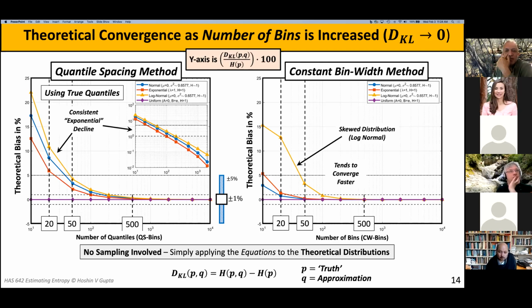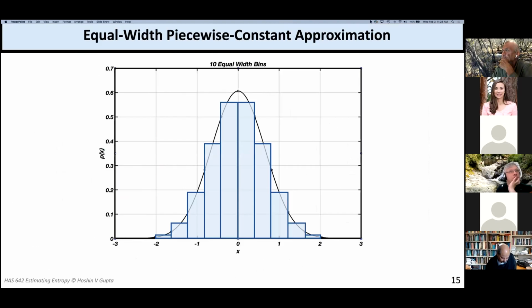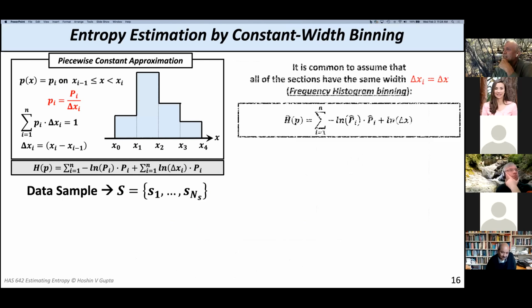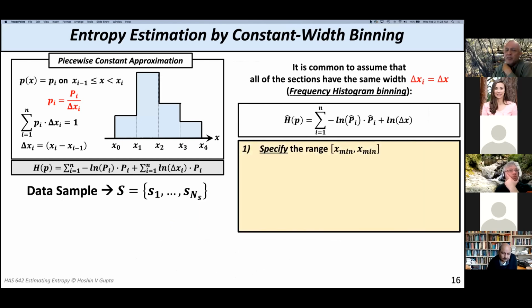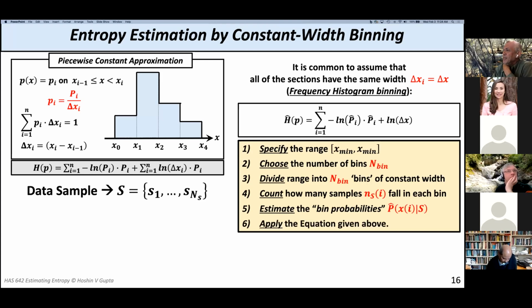The problem is in practice, you don't actually know the locations, and you know the probabilities, right? Okay, so that's what an equal bin width looks like. Here's our data sample. We've got the formula. What do we have to do? Specify the range. So now we're working with data samples. Choose the number of bins, divide the range into a number of bins, count how many samples fall in each bin, estimate the bin probabilities, apply the equation above.